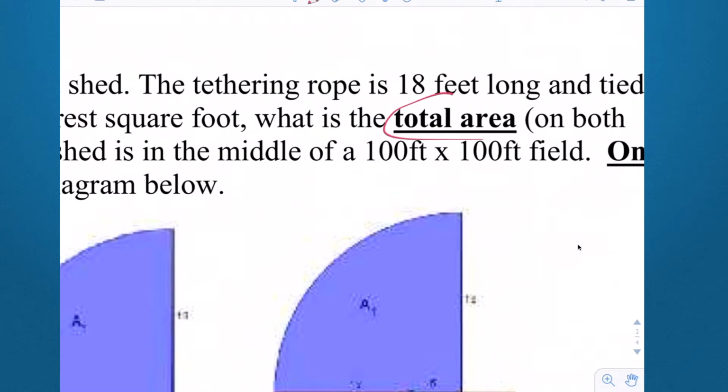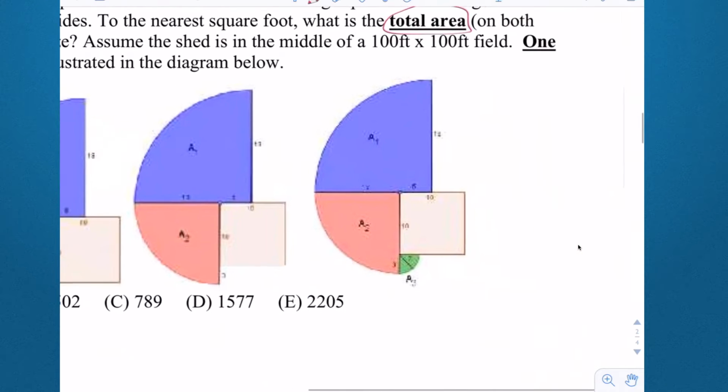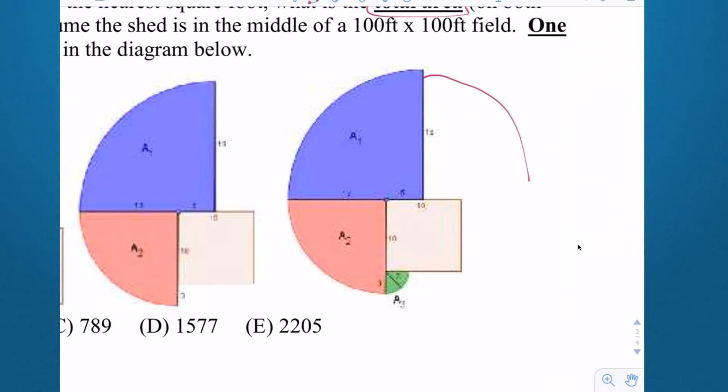What is the total area, and again I say on both sides, for the goat to graze? Assume that the shed is in the middle of a 100 by 100 foot field. That just means that there's plenty of room for this goat to swing out. One side, underlined and bolded, is illustrated below. So it's going to be able to go over here on the other side just as easily. Okay, so that's why I said on one side.